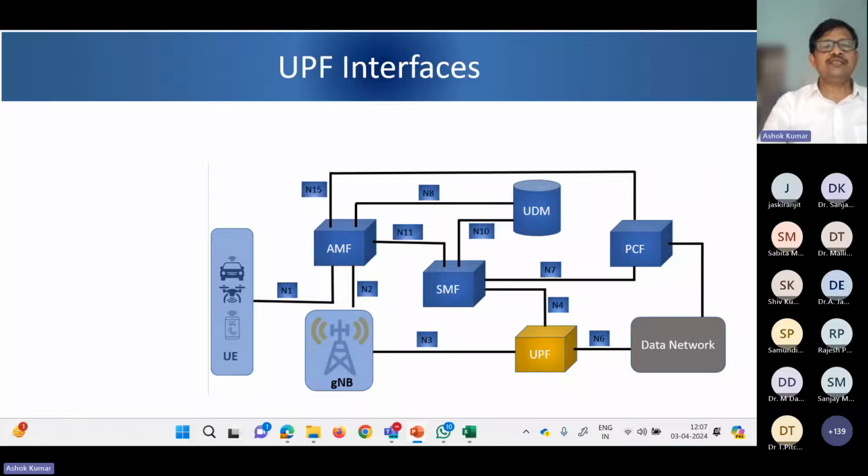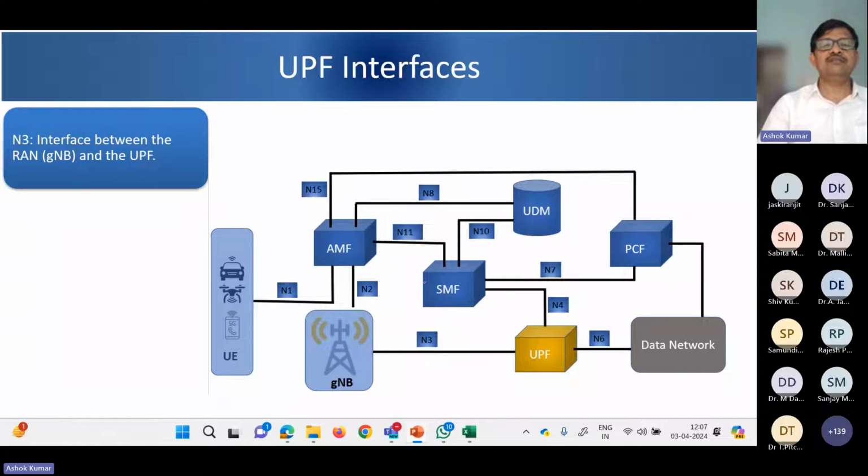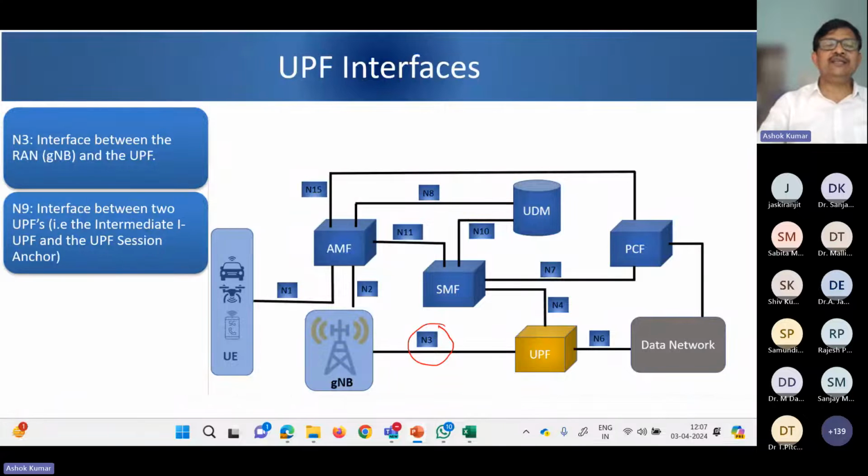So what are the interfaces of UPF? The first interface is the N3 interface. So the N3 interface is towards the UPF, right? What is the next interface? I want to tell about the N9 interface, which is not mentioned here. So what is the N9 interface? Any of you can tell me?